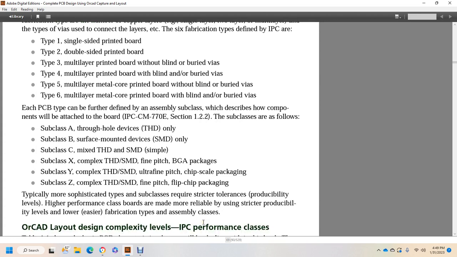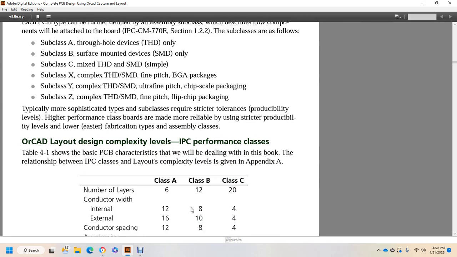Typically, a more sophisticated type or subclass requires stricter tolerance and a higher producibility level. The higher performance Class 3 must be made reliable, using the stricter producibility level and lower fabrication types of assembly classes. OrCAD layout design complexity level and the IPC Institute printed circuit board performance classes: Table 4.1 shows the basic printed circuit board characteristics we'll be dealing with, and the relation between the Institute printed circuit board classes and layout complexity levels given in Appendix A.